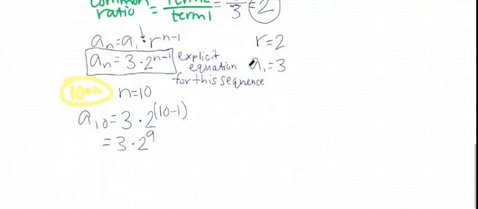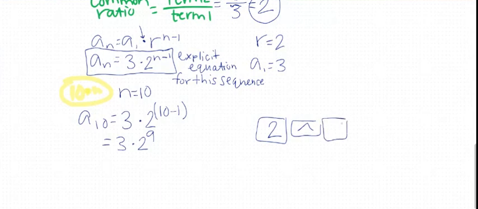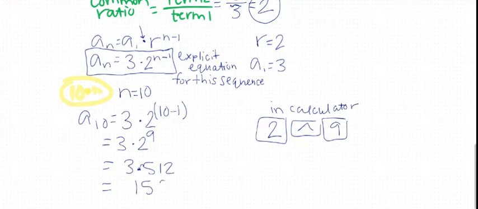In my calculator, I can take 2 to the 9th power. I'm going to use that caret key, so I'm going to click 2, and then I'm going to click the key that looks like an upside down V called the caret key, and then I'm going to click 9 in your calculator. And so I get 3 times 512. Holy cannoli, that's a big number. And then I'm going to multiply those, and I'm going to get 1536. So that is the value at the 10th term.